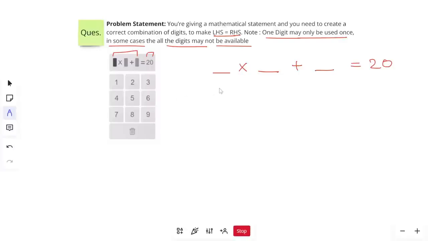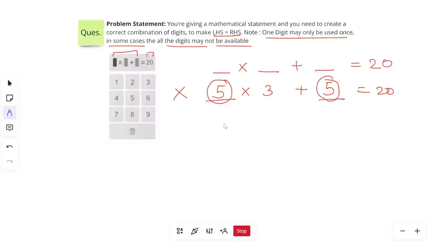Let's see. I'm telling you what is not the correct way of solving this one. One possible way is 5 into 3 is 15, 15 plus 5 is 20. Now you might think this is correct and select it, but this is wrong. Why? Because we are already told a condition that one digit should be used only once, and we are using 5 twice in this case, right? That is why this is a wrong one.